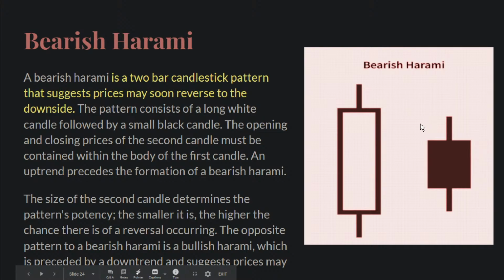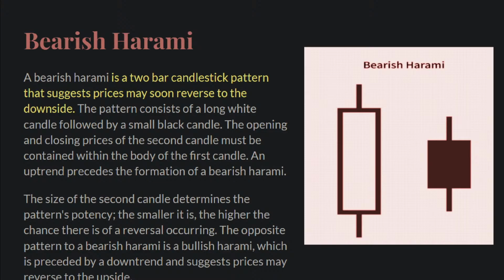Because you don't really want to be trading a bearish candlestick pattern in the first place if it's mid-range, or especially if it's at the end of a downtrend. You want it to be at the end of an uptrend, or what people would consider high. And that's what I think. But the size of the second candle determines the pattern's potency. The smaller it is, the higher the chance that the reversal can occur.